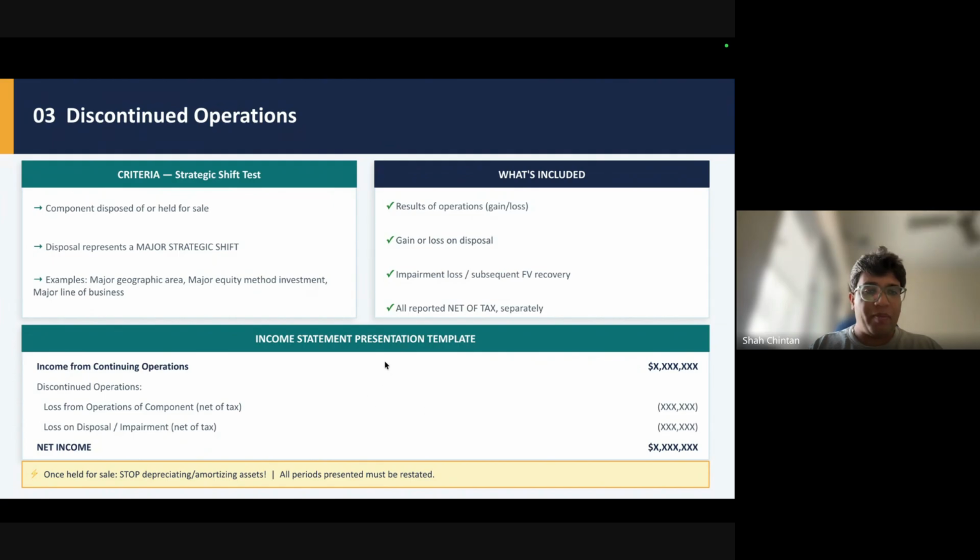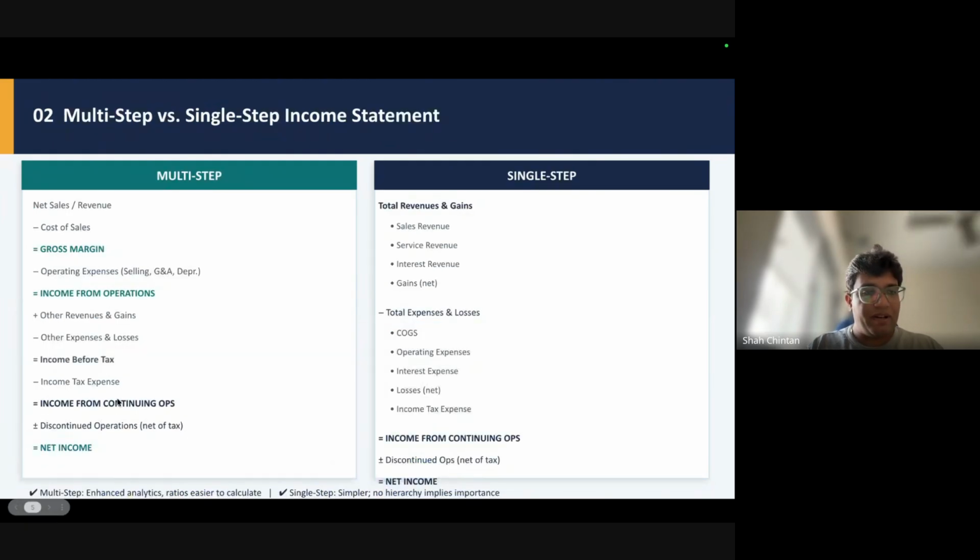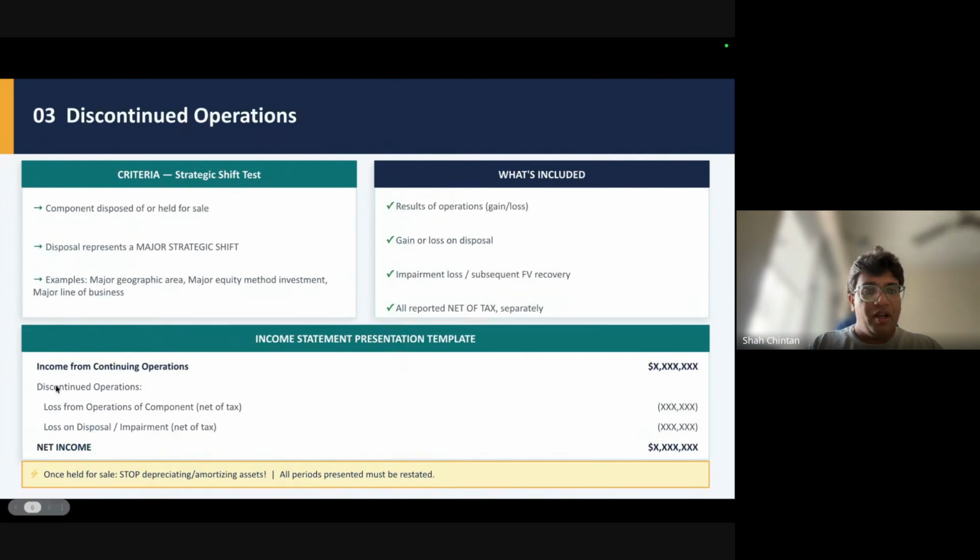So below is the format. You have income from continuing operations. This is the step, income from continuing operation. Then you present discontinuing operation separately. Now what things do you give? Loss or profit from the operation, and if you have sold that particular operation, then what is the gain or loss on the disposal. The last is the impairment.